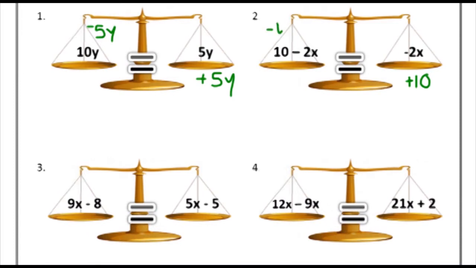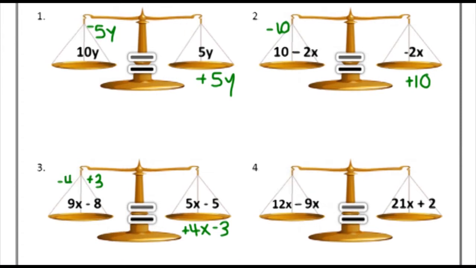9x minus 8, 5x minus 5. I could add 4x to the right to balance out my 9x. Or I could subtract 3 to balance out negative 8 and negative 8. Or I could add 3 to give me negative 5. Or I could subtract 4x to give me 5x. We're using the same values, but we're using their opposites. One is negative, one is positive.